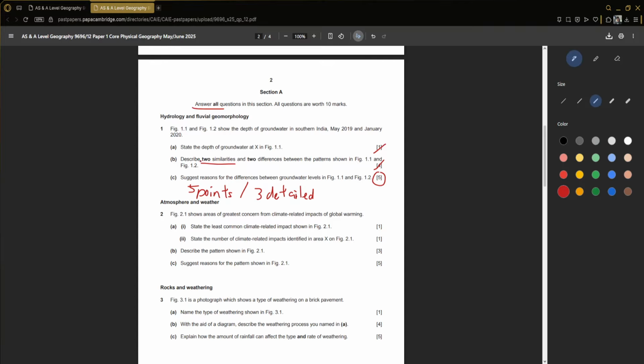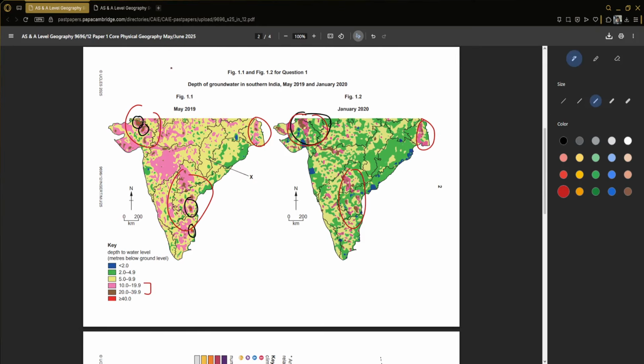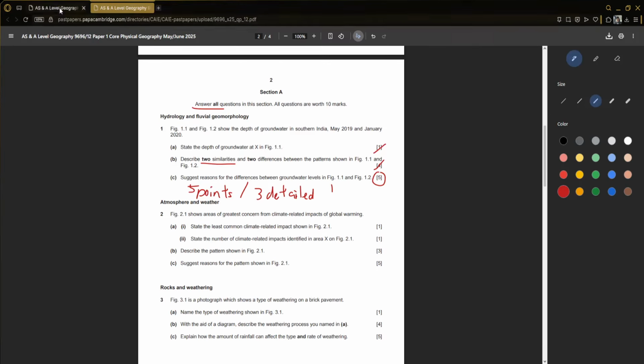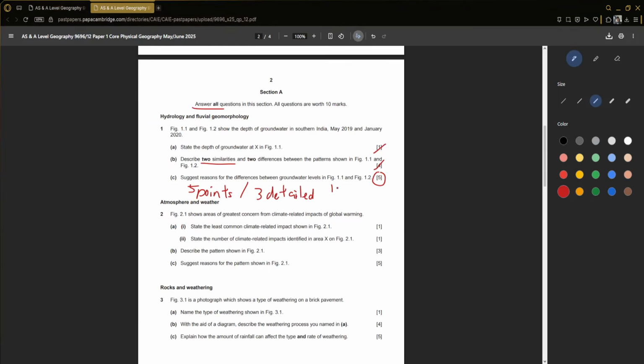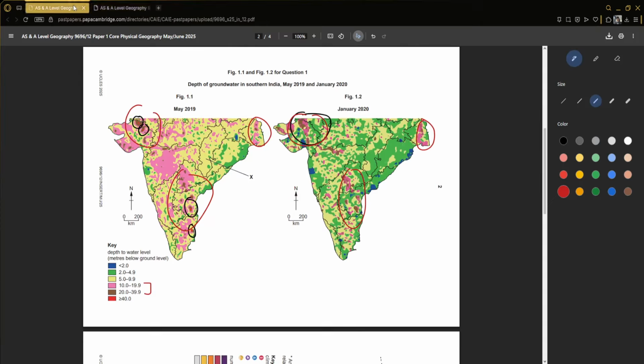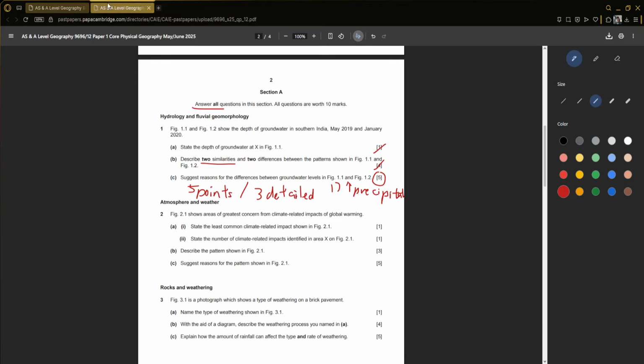So what is the reason for the difference between here and here? Well, number 1, it can be there was more rain so that the groundwater could recharge to higher levels. So you can say there's more precipitation. Detail could be because it was a monsoon season, so there was seasonal rainfall that meant groundwater could recharge over here, whereas before May 2019, where the data was covered, there wasn't a rainy season, it was a dry season, so groundwater couldn't recharge.